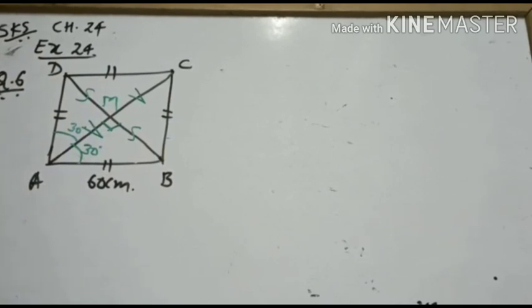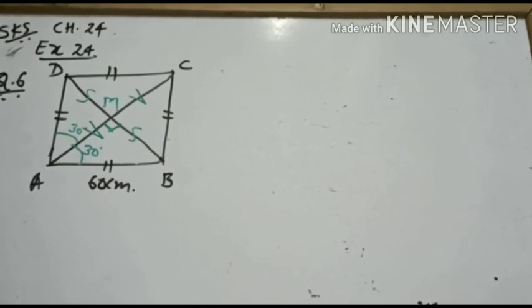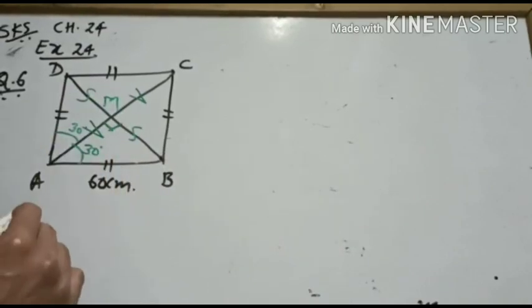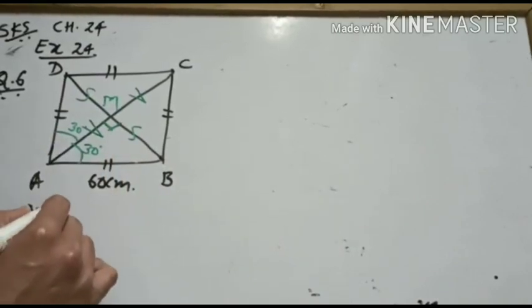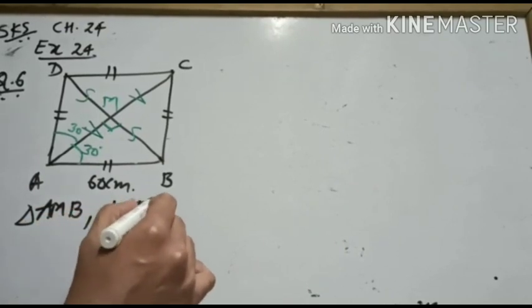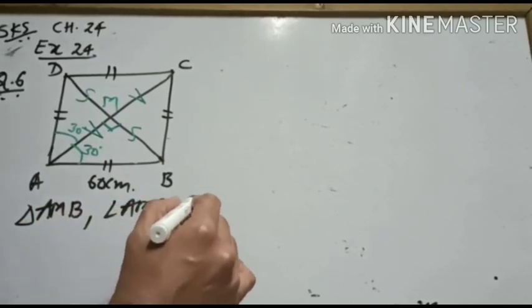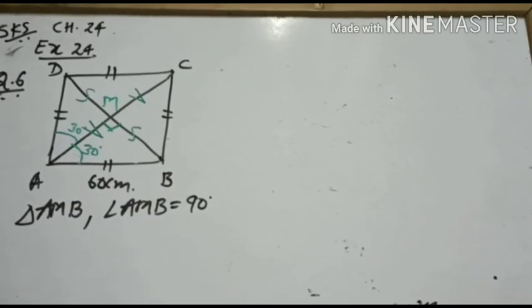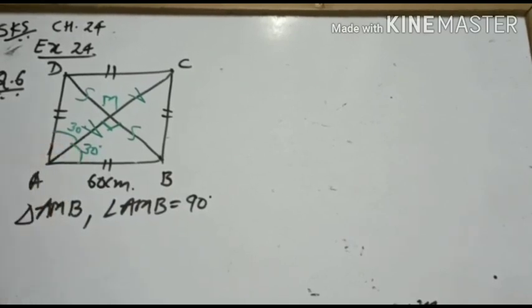We are supposed to find the length of AC as well as BD. Now, as we are into trigonometry, one should try to find a right angle triangle. If you look at triangle AMB, angle AMB is equal to 90 degrees, so it is a right angle triangle. I know one of its angles as 30 degrees.